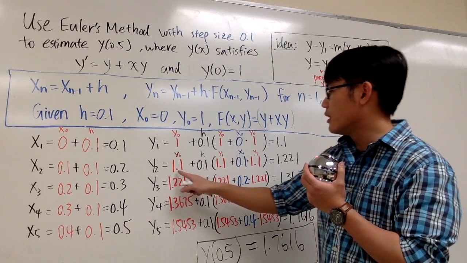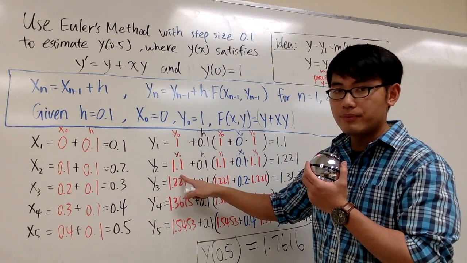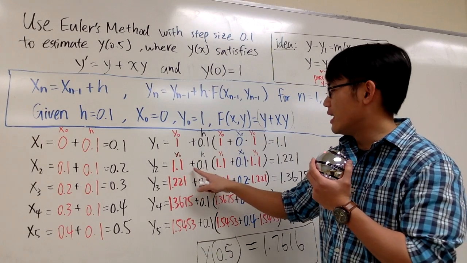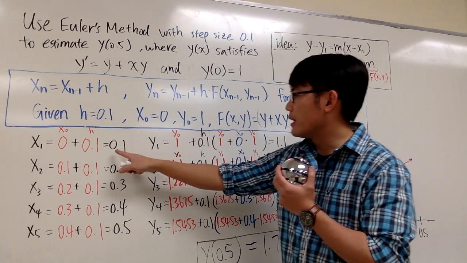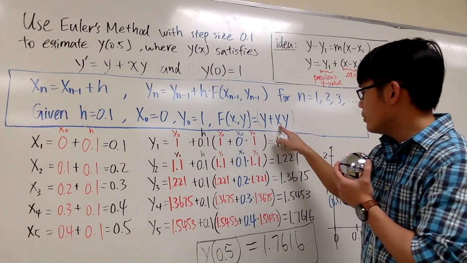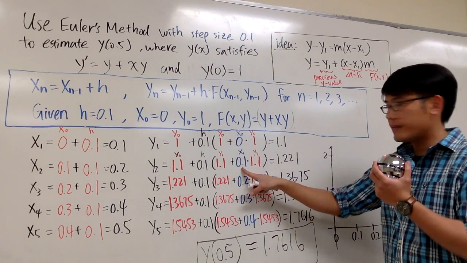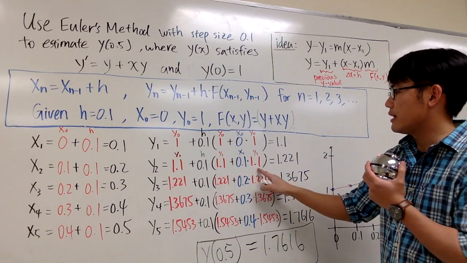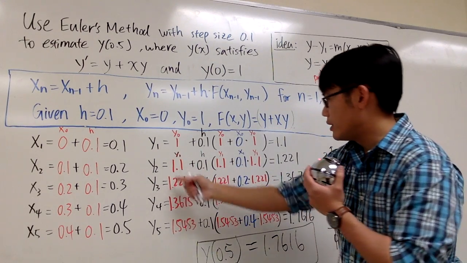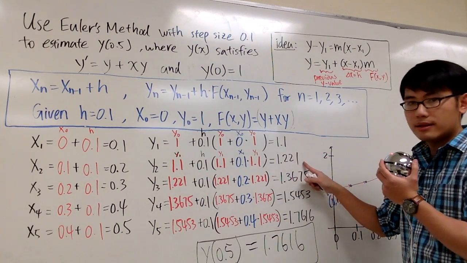Okay. And then for y2, I will have to use x1 and y1. But first, I have to put down 1.1 for the y1 value, the previous y value that we know. And then we add the h value, which is 0.1, and I multiply. I will plug in this right here for the x value, and I'm plugging 1.1 into the y value. I have this and that right there. Do the computation. I get 1.221.